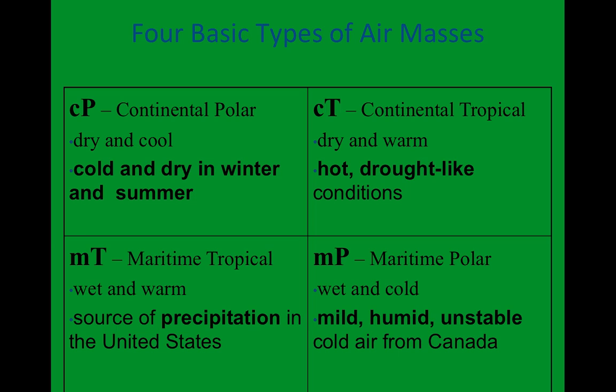And then finally, we have the maritime polar air mass, which is wet and cold. Wet because it formed over water, and cold because it's polar and it formed at high latitudes far away from the equator.